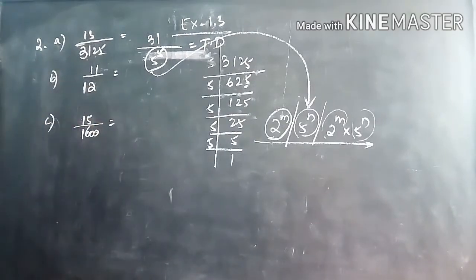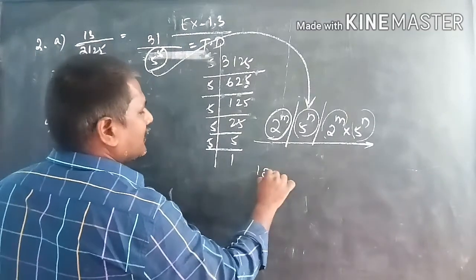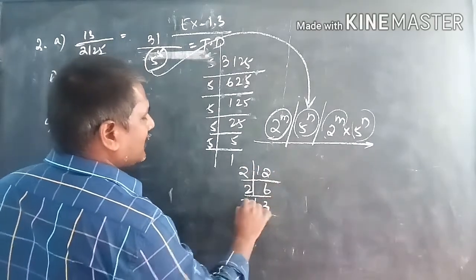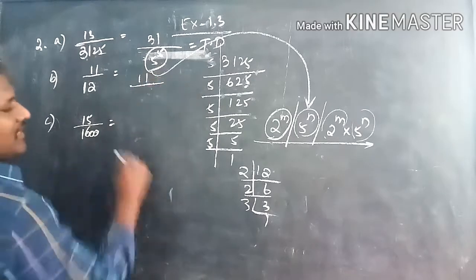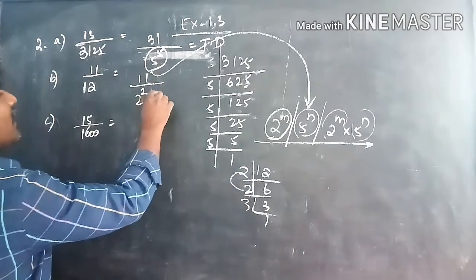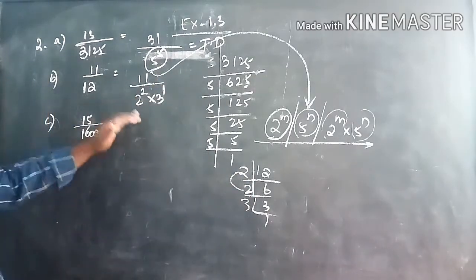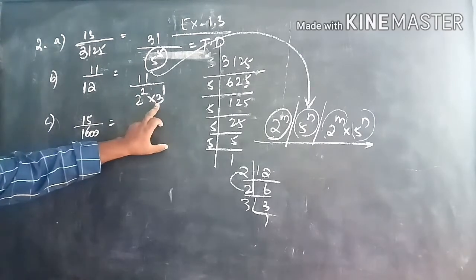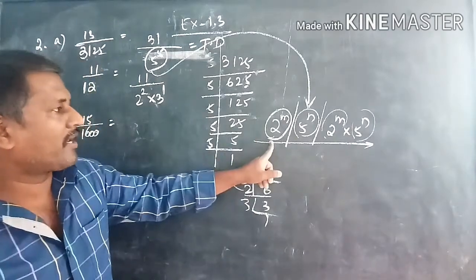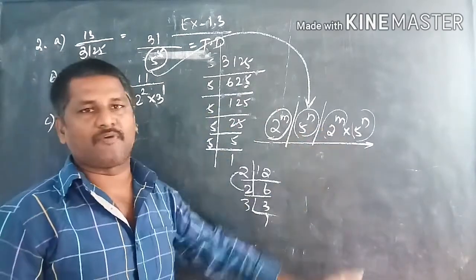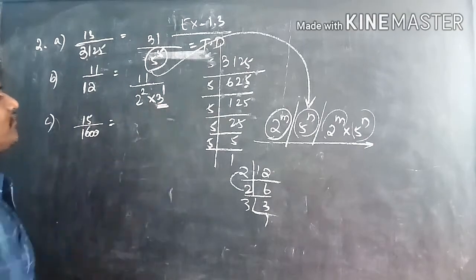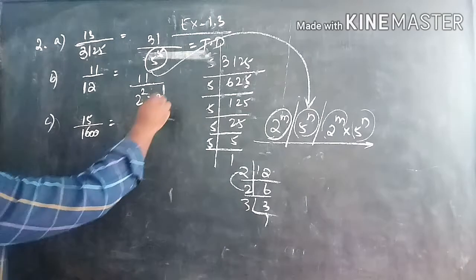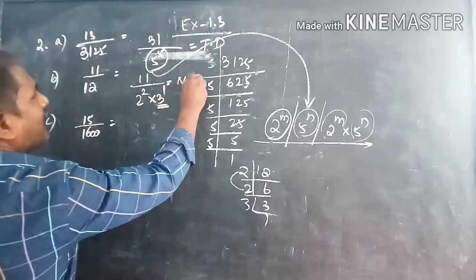Now let us see 11 by 12. Now 12 can be written like this: 2 6s are 12, 2 3s are 6 and 3 1s are 3. Now for 11 by 12, there are 2 2s, 2 square, and 3 1. So the prime factorization of the denominator is 2 square and 3 1. As I told you, there should be either 2 power n or 5 power n or 2 power m into 5 power n. But there should not be any 3, because 3 is not in the list of our options. So it is not terminating, it is a non-terminating decimal.